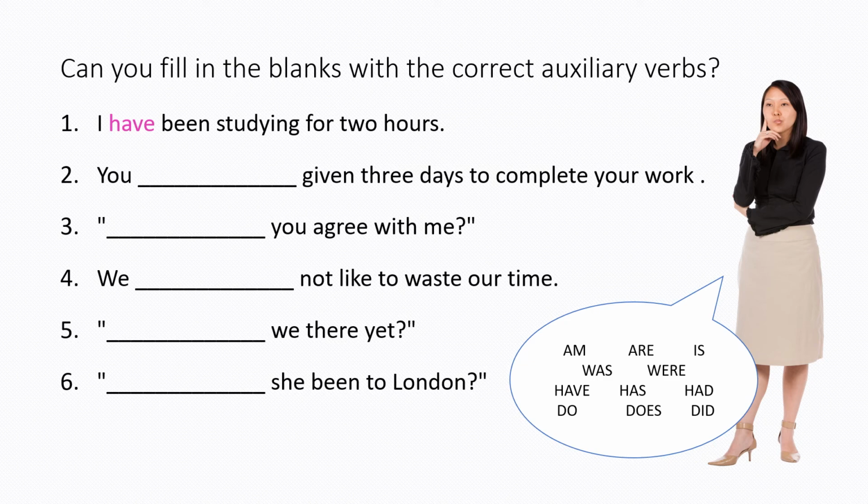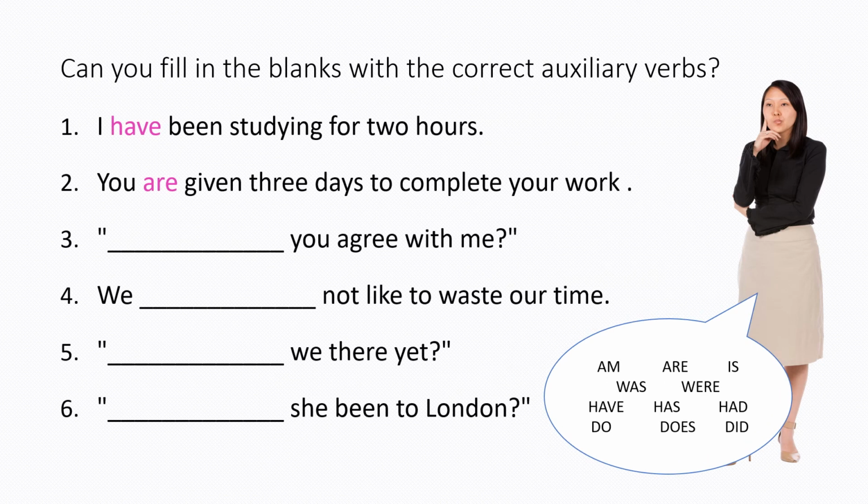You given 3 days to complete your work. Do you think am is right? You am given 3 days to complete your work. Doesn't sound right, does it? Let's try it again. Could it be are? You are given 3 days to complete your work. That's right. The pronoun you goes with are.